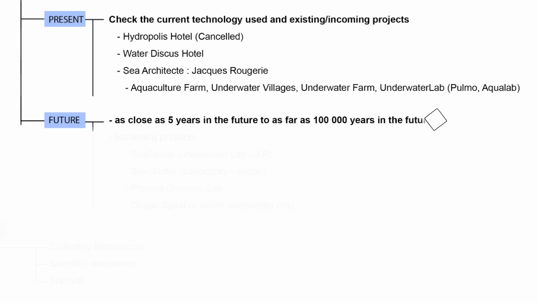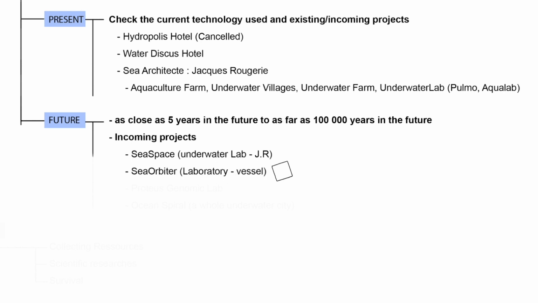So about the future, when we say a project can be set in the future, it could be 5 years from now, or 1,000 years from now, or even more. To help you out, you can look at incoming projects, for example, the Sea Space Underwater Lab. That looks pretty interesting. There are some photos and designs available on the internet.